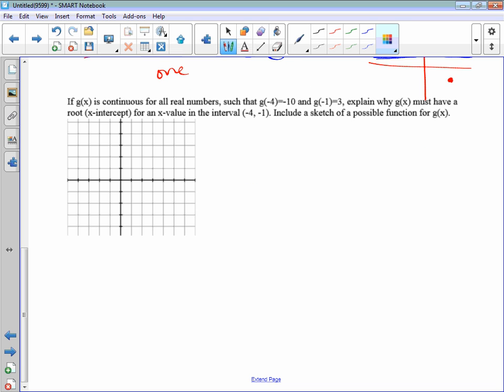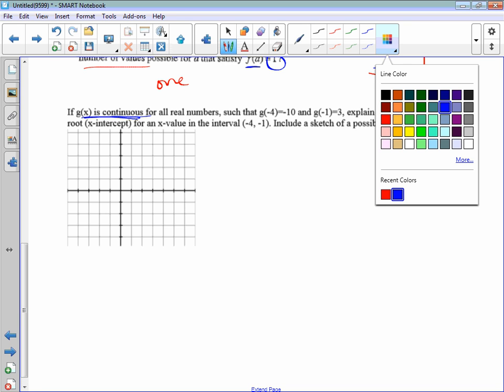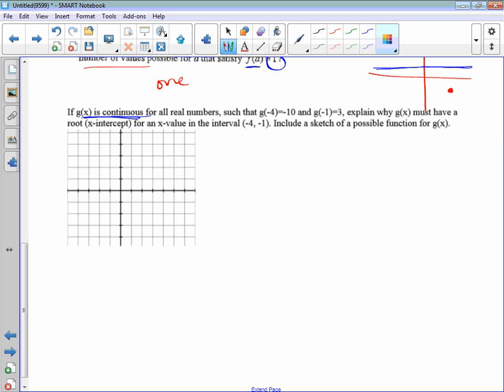All right. So let's look at this one. Same idea. We have a continuous function. It's super important that that is mentioned every time we're doing this. g of negative 4 is negative 10. So let's plot that. This graph is really weird for plotting that, but we'll go by 2's on the y-axis, okay? So negative 4, negative 10, that's somewhere down here. And then negative 1, 3.